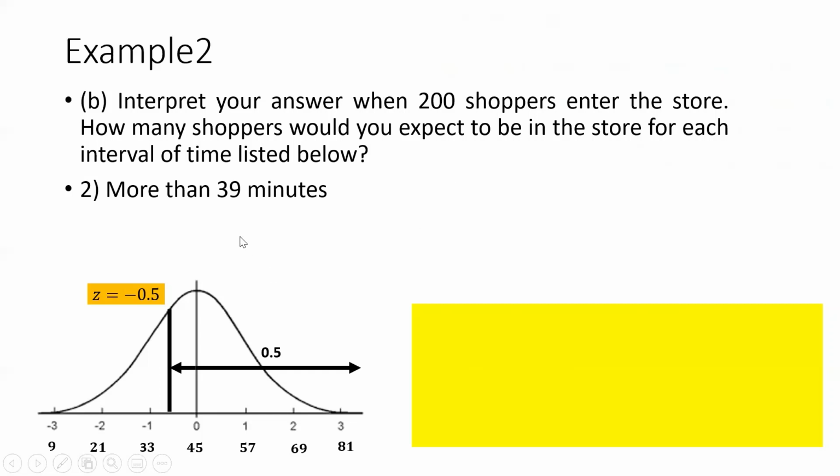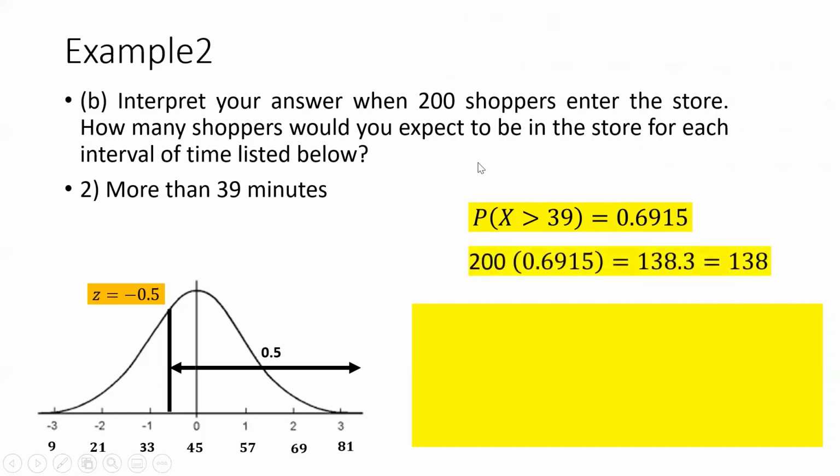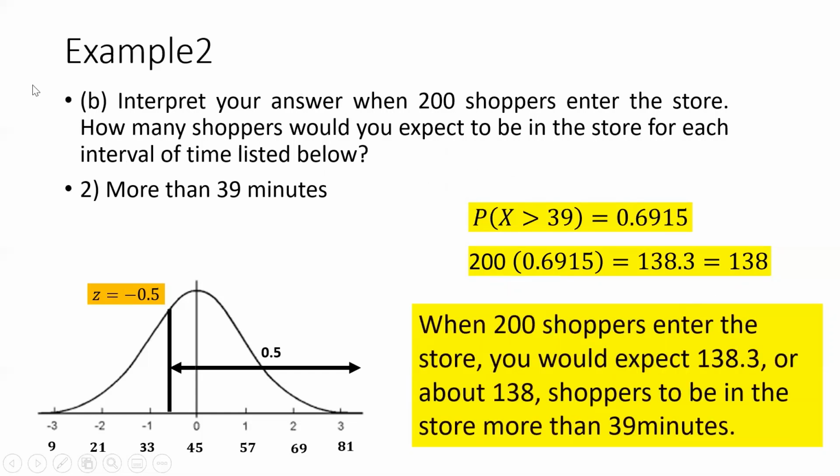So how about letter B? How many shoppers would you expect to be in the store for more than 39 minutes? Again, we did the probability. That is 0.6915. The total shoppers that enter the store is 200. So we're just going to multiply the probability by the total number of shoppers that enter the store. That is 200 times 0.6915. Computing this, the product is 138.3. Round off, so this is 138. So when 200 shoppers enter the store, you would expect 138.3, or about 138 shoppers to be in the store more than 39 minutes. Thank you.